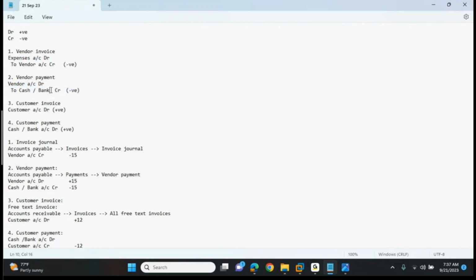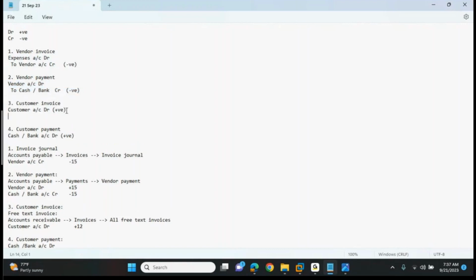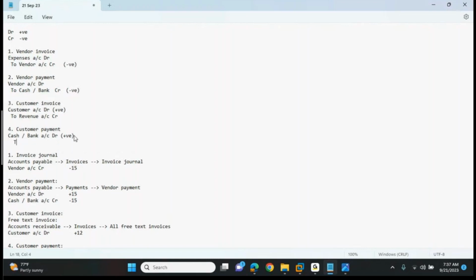At the time of invoice, customer account debtor to revenue account credit. At the time of customer payment, cash or bank account debtor to customer account credit. These 4 transactions. Yes, please. Sorry, sir. Here, customer payment means actually customer is paying the amount to vendor. Am I right, sir? So it is a receipt.